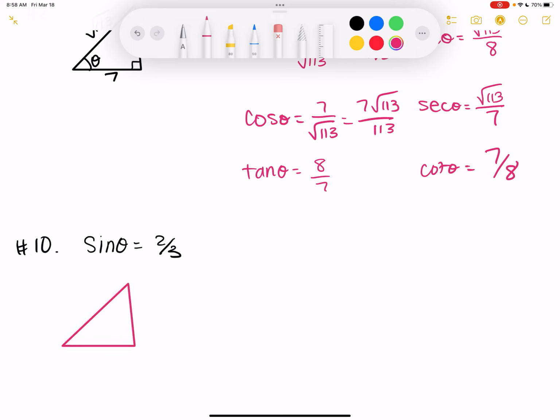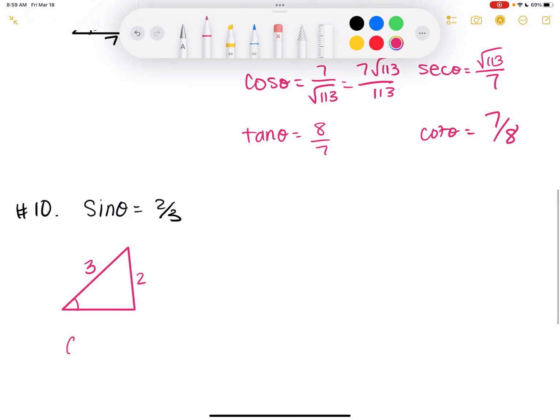So your opposite is 2, and your hypotenuse is 3. And we need to find the adjacent side. Are you using the Pythagorean theorem? So a squared plus 2 squared equals 3 squared.